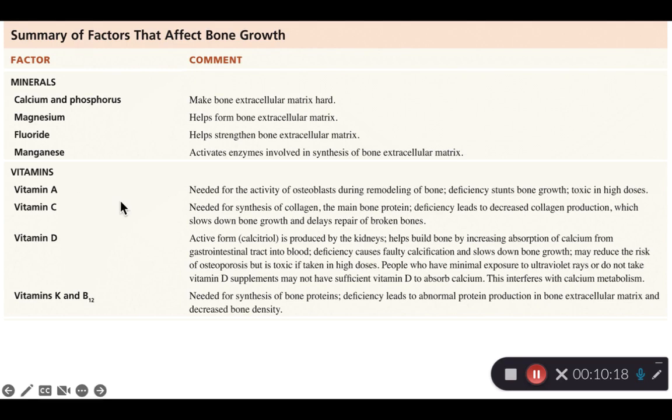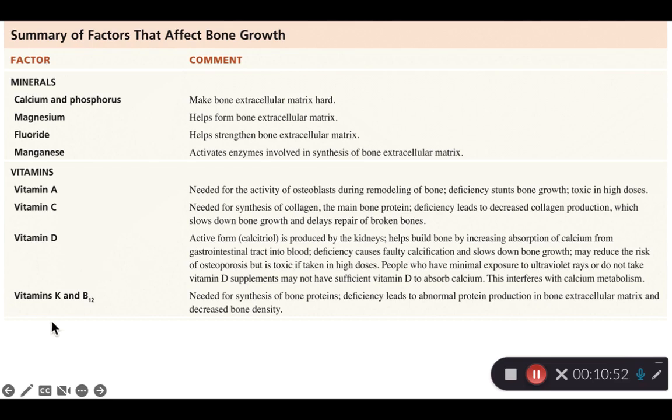All right. Vitamin C, I want you to think C for collagen. Vitamin C is a needed vitamin for the production of collagen. So now we've got to have that collagen for flexibility. All right. Vitamin D, we already learned. All right. Active form is called calcitriol, produced by kidneys, helps build bone by increasing absorption of calcium from your GI tract. All right, vitamin D.